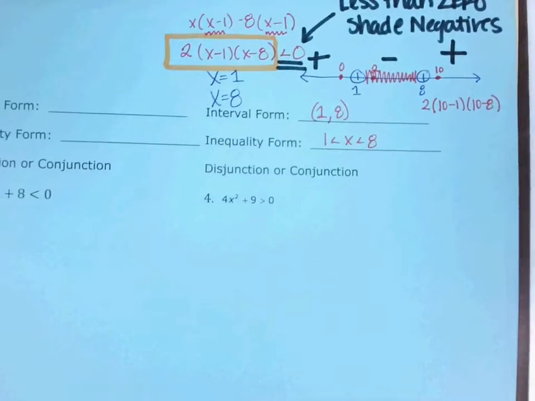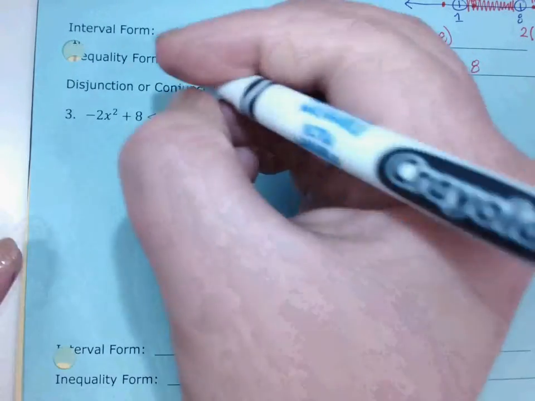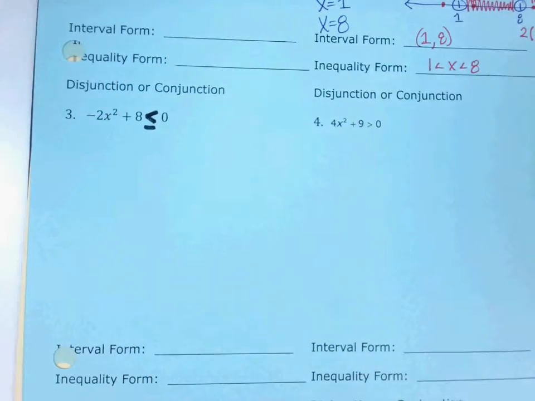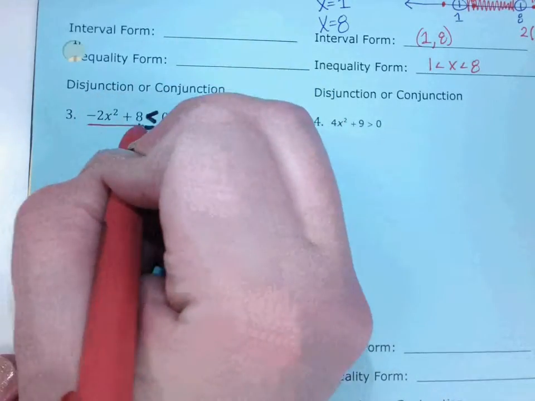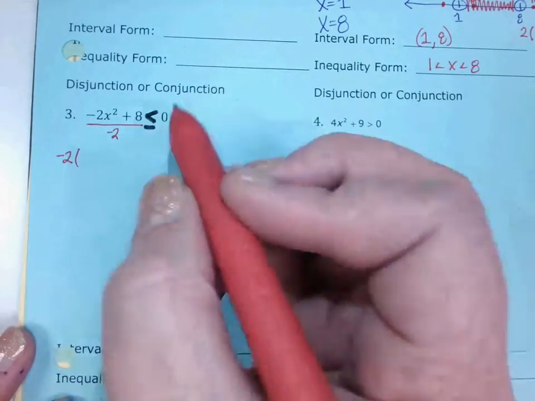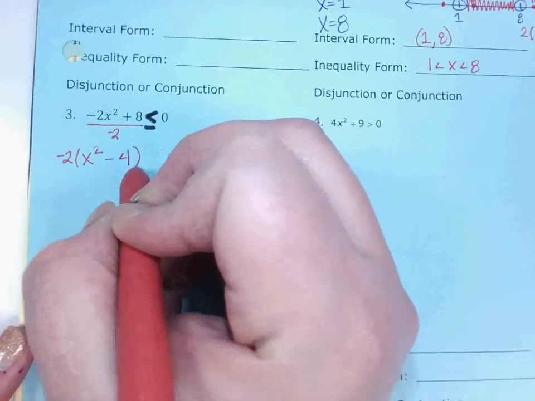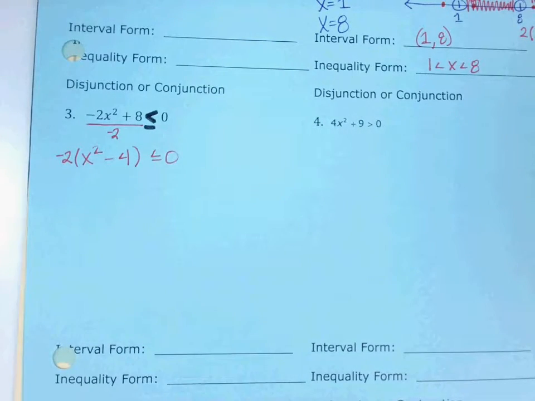Ready? Number 3. Let's go ahead and change the symbol to have an equal to on it, just so we do one of each. So change that for me. What can I take out of both of those terms? Negative 2. Very good. So I'm going to divide by negative 2 out to the front. What's left over? X squared minus 4. Okay, and then 8 divided by negative 2, that is a minus 4.